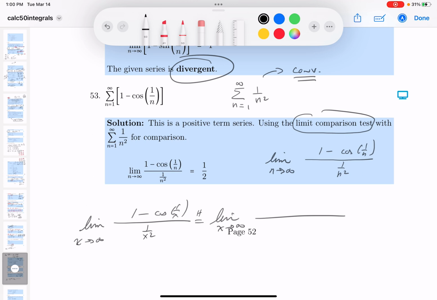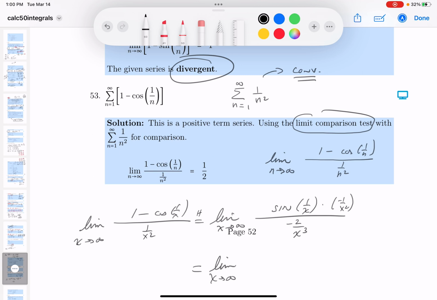So what do you get there? You're going to get sine, let's see, 1 over x, right? And then the derivative of that would be minus 1 over x squared. What do you get in the bottom? We take that guy's derivative. It's going to be minus 2 over x cubed. Well, I've got to clean that up.